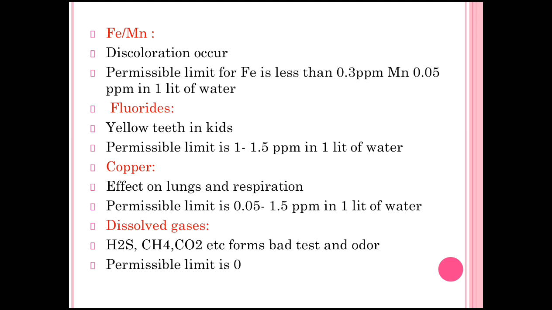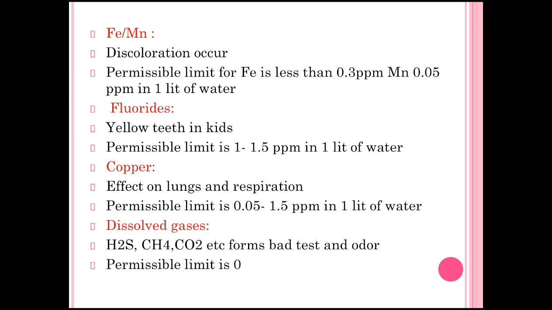Iron and manganese: discoloration occurs due to the presence of iron and manganese in the water sample. The permissible limit of iron is 0.3 ppm and the permissible limit of manganese is 0.05 ppm in 1 liter of water.